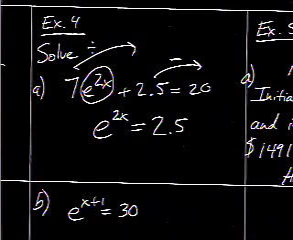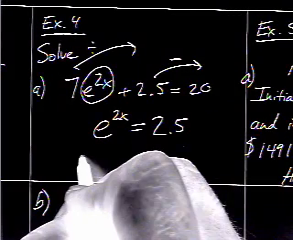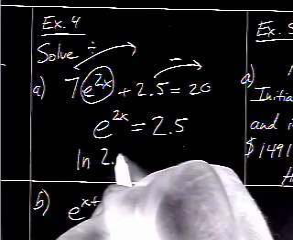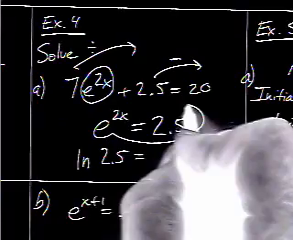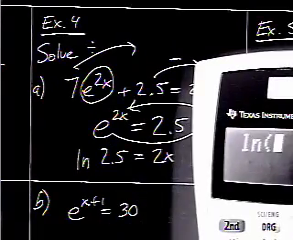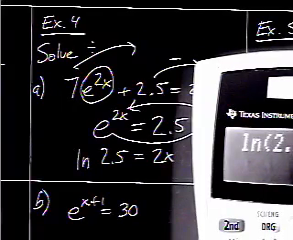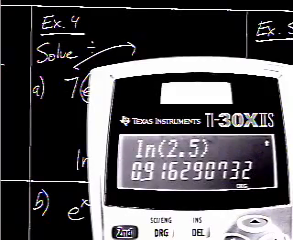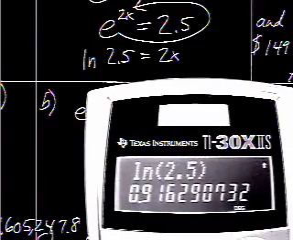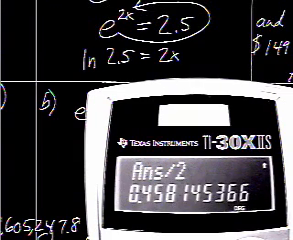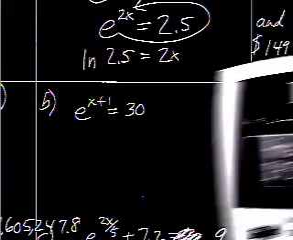Now that it's in this simplified form, I can change it to its log form, right? The base is e, so I use ln of 2.5 equals 2x. So natural log 2.5 divided by 2 is 0.458.